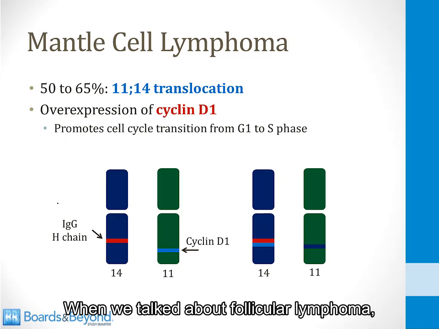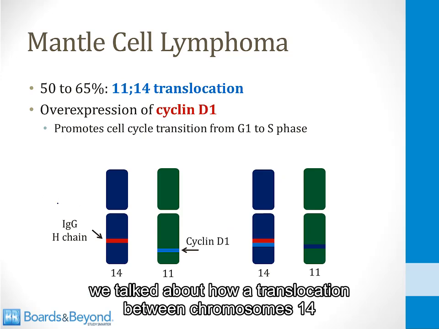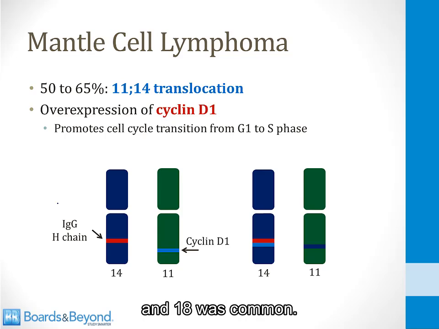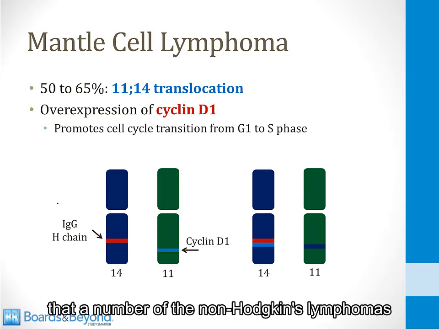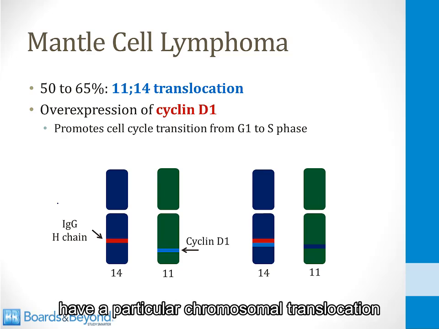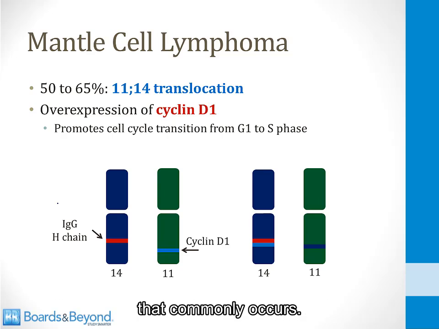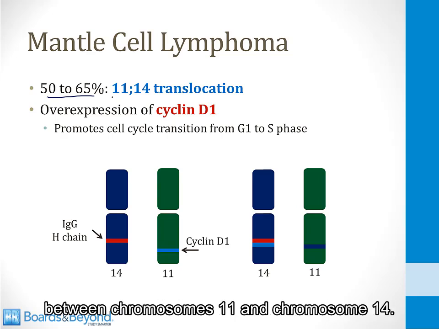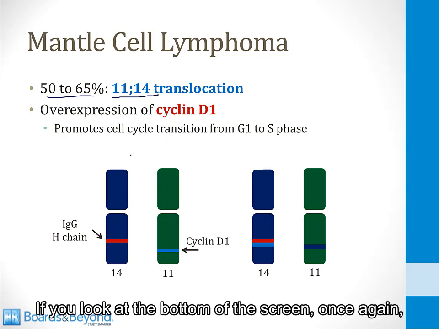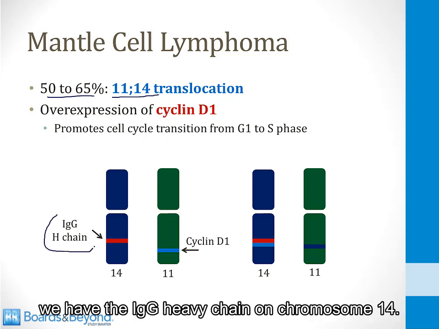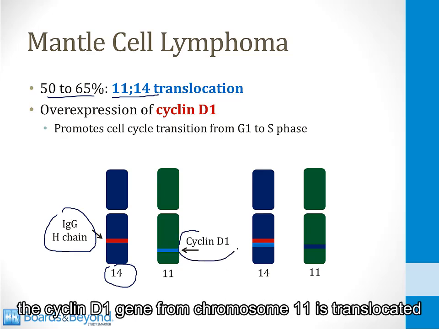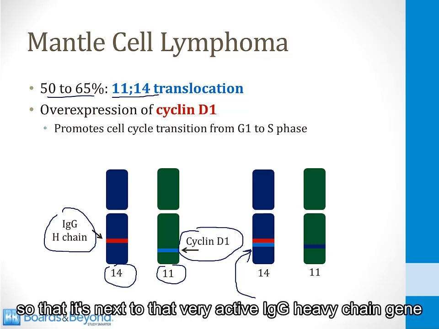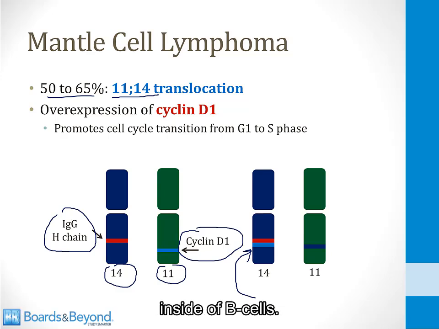When we talked about follicular lymphoma, we talked about how a translocation between chromosomes 14 and 18 was common, and it turns out that a number of the non-Hodgkin's lymphomas have a particular chromosomal translocation that commonly occurs. In the case of mantle cell lymphoma, more than half of cases have a translocation between chromosome 11 and chromosome 14. If you look at the bottom of the screen, once again we have the Ig heavy chain on chromosome 14. In the case of mantle cell lymphoma, the cyclin D1 gene from chromosome 11 is translocated so that it's next to that very active IgG heavy chain gene inside of B cells.